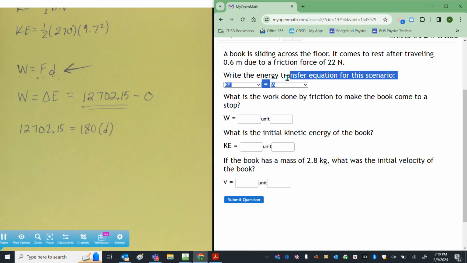Honestly, this is not the question I'm most worried about you getting right on here, because it's hard for my Open Math to score this. I'm more concerned about the fact that you're able to write an equation and then use it to solve these questions. So let's go ahead and see if we can do that.